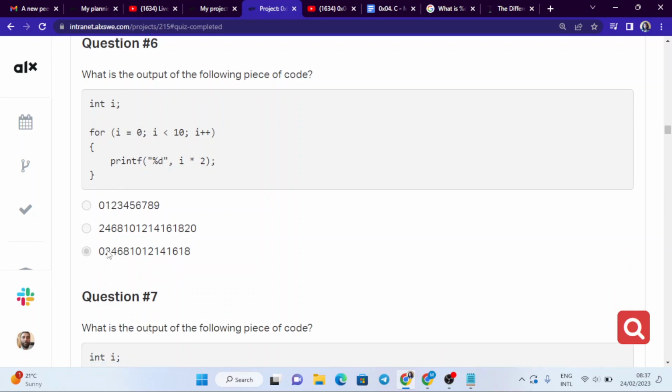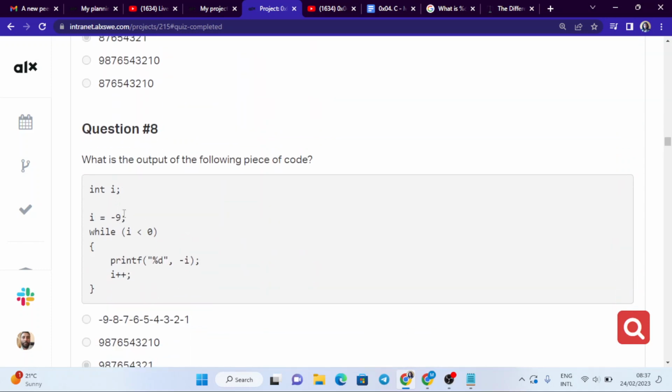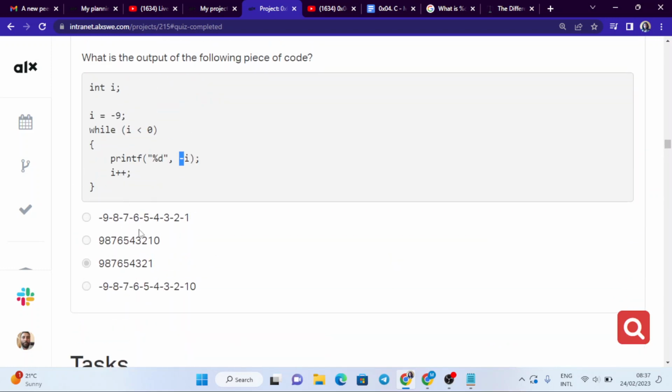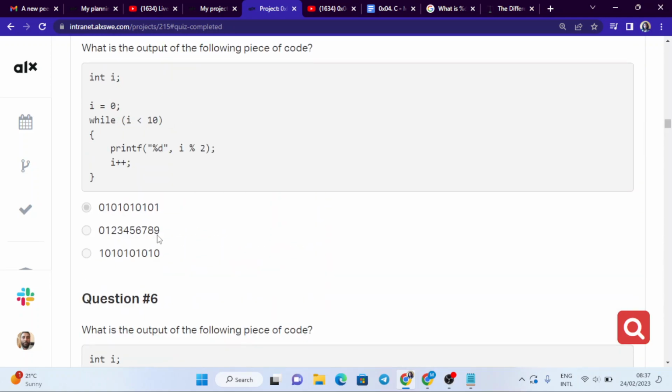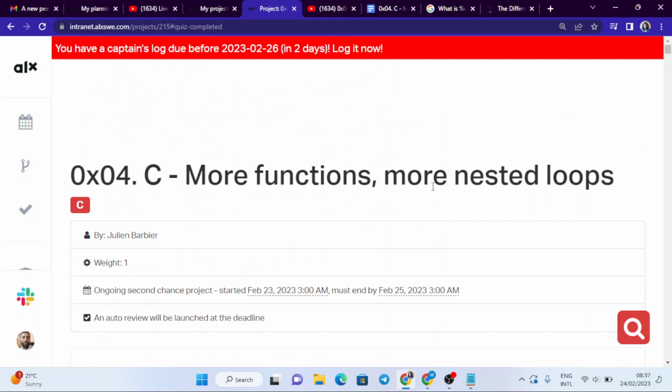This is the value. Lastly, if we cancel this one, the answer will be this one. We multiply by negative, which is positive here. So this is all about the multiplication of C functions, more nested loops.